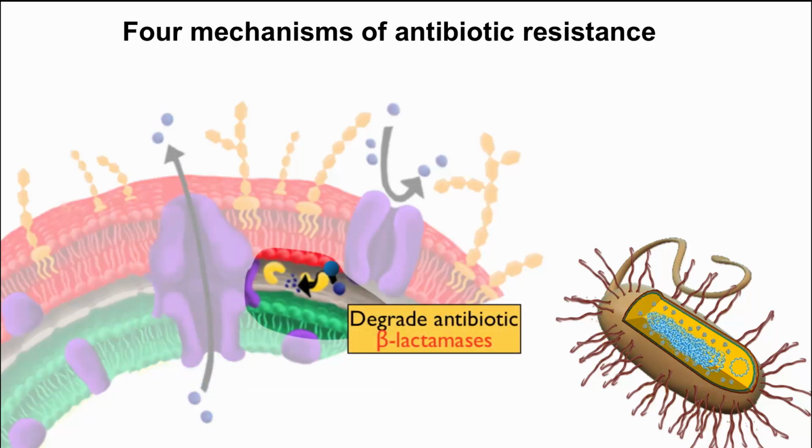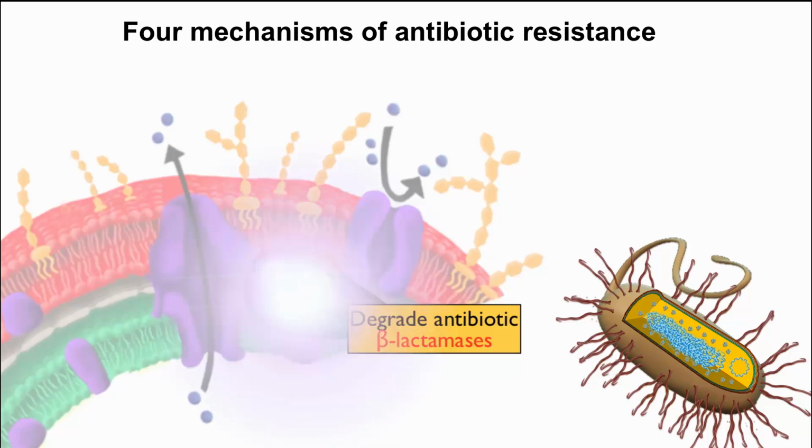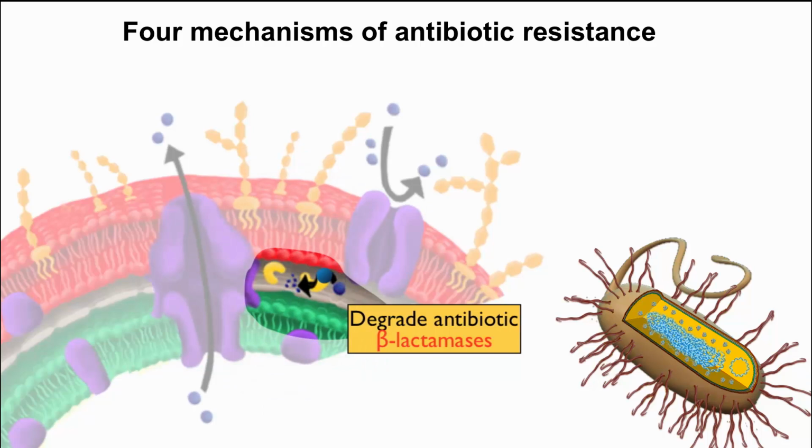A third mechanism of resistance is to degrade the antibiotics and render them useless. Specific enzymes can degrade the antibiotic. For example, beta-lactamases break the beta-lactam ring of many cell wall antibiotics. And here you can see beta-lactamases degrading an antibiotic in the periplasmic space where the cell wall is being made.